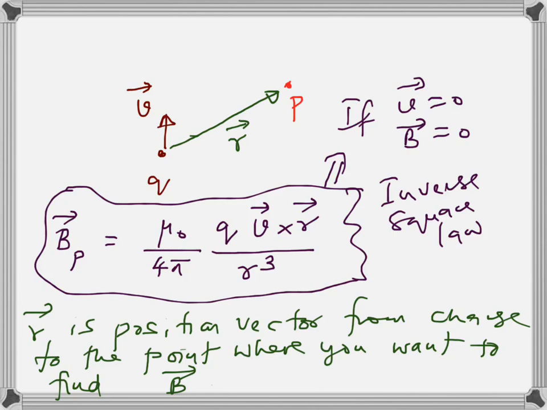Now you should also note one thing here. If it is a positive charge, V cross R gives the direction of the magnetic field. But if it is a negative charge, then when you substitute the charge value, you get a minus sign. So minus V cross R gives the direction of the magnetic field. So do V cross R and then reverse it if it is a negative charge. So the law is very deep. It is saying many things.